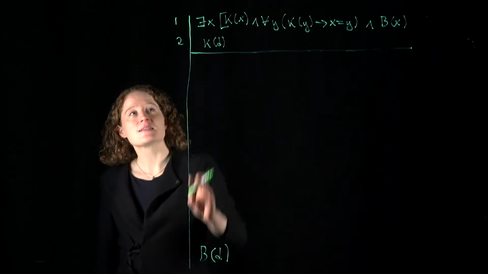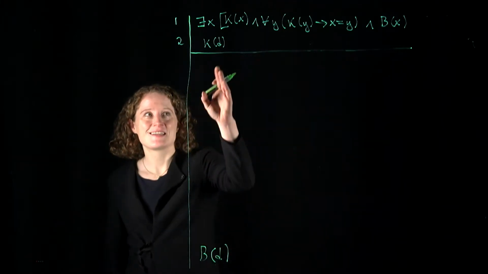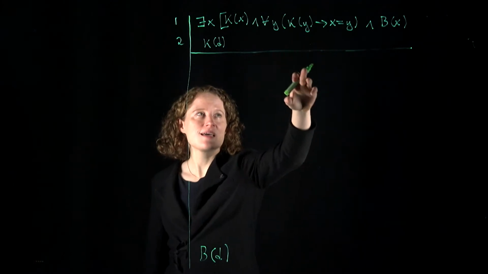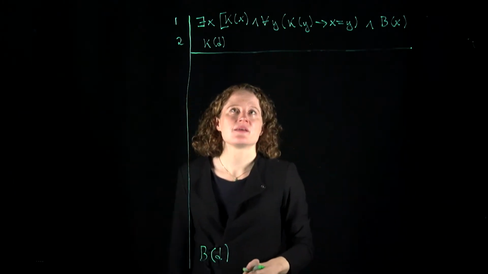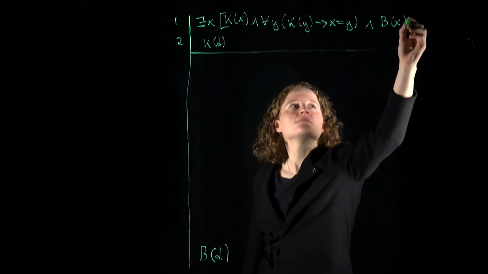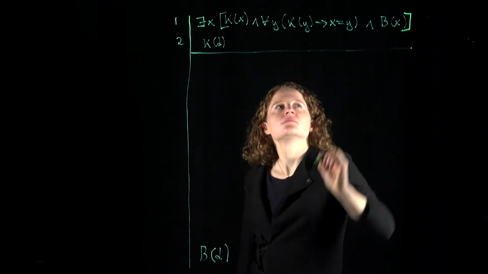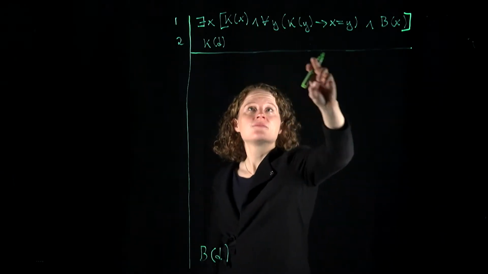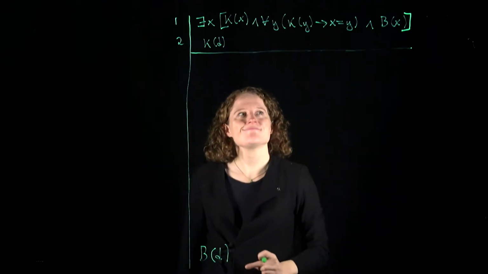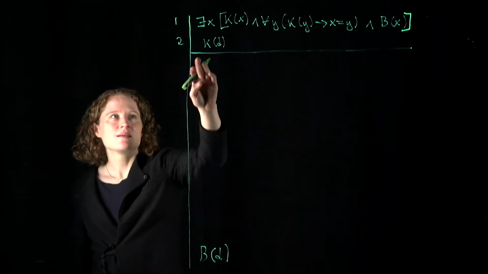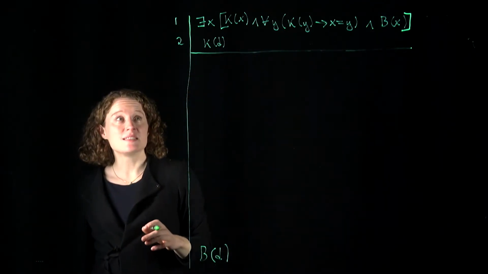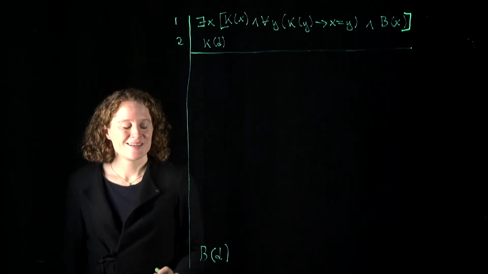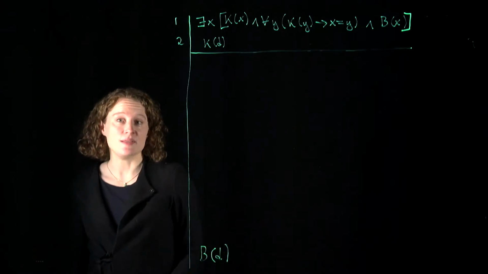The first premise is that there is an x such that Kx, and for all y, if y is K, then x is identical to y, and Bx. So what we are saying here essentially is that there's exactly one K, and that K is a B. And then our second premise is Kd, meaning that object d has property K. And from these two premises, we want to prove that object d also has property B.